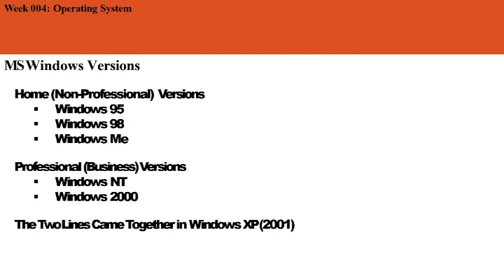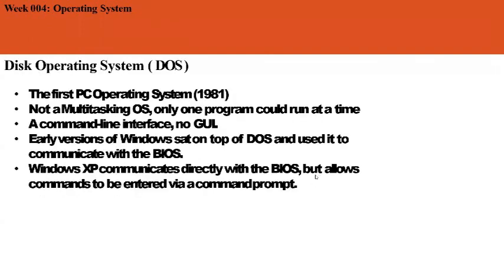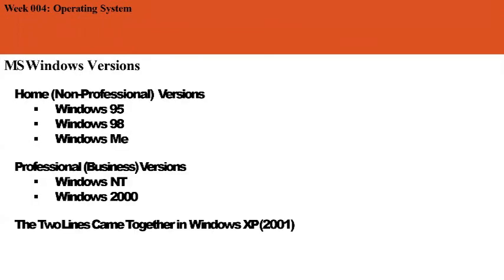Then we have also the professional or the business versions. We have Windows NT, and we have also Windows 2000. Then the two lines came together in Windows XP, that is in 2001. So meron din tayo noon na Windows XP, that is a 2001 version. Then, aside from that, meron na tayo ngayon. Meron na tayong Windows 8, Windows 10. So we have different Microsoft Windows versions.